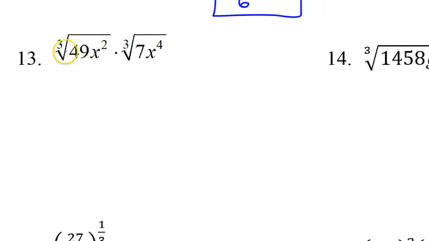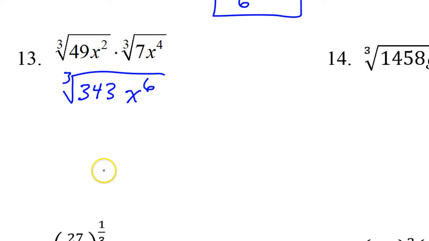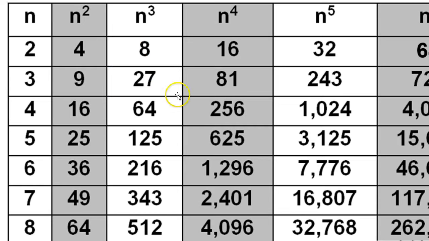All right, so looking at number 13, notice how the roots are the same. We would definitely go ahead and multiply these things together, put it under one roof. So if I do that, I'm going to have the cube root. Somebody help me. What is 49 times 7? 343. Okay, and then I'm going to have x to the 6th power. All right, so now I need to do the cube root of 343. And you can use your table, right? So cube root of 343 is 7.